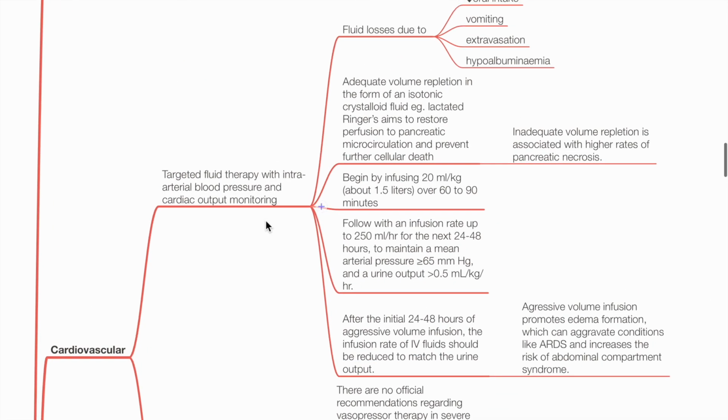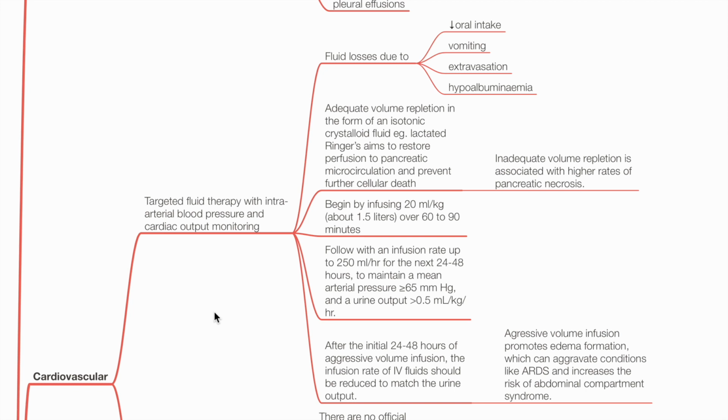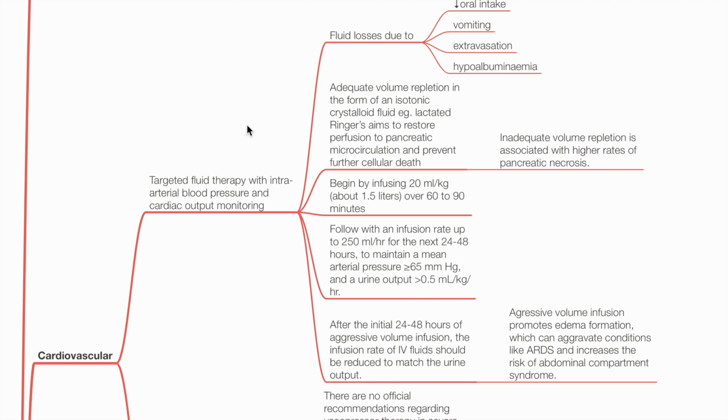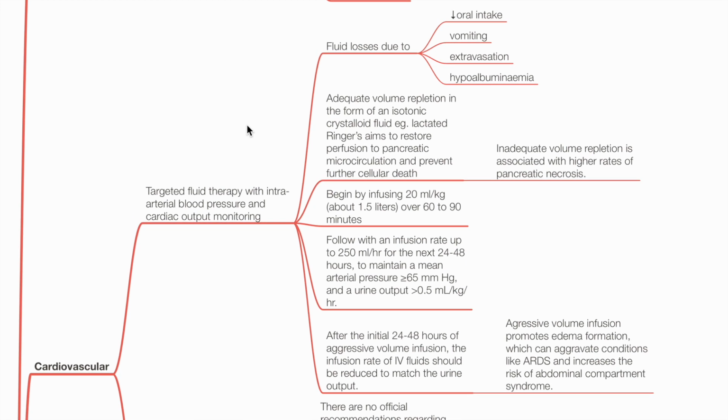Cardiovascular: targeted fluid therapy with intra-arterial blood pressure and cardiac output monitoring. Fluid losses may be due to reduced oral intake, vomiting, extravasation, or hypoalbuminemia. Adequate volume repletion in the form of isotonic crystalloid such as lactated Ringer's aims to restore perfusion to the pancreatic microcirculation and prevent further cellular death.